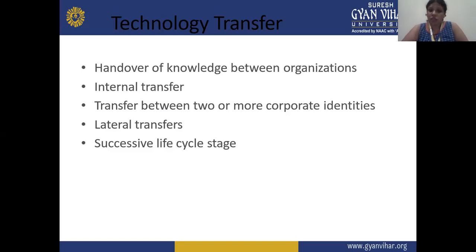Then transfer between two or more corporate identities may also be there. So that is also known as technology transfer. We can say, if they want a good relationship, if they want to share their knowledge, if they want to make alliance, so two corporate identities may also do the technology transfer. Then lateral transfer is also there, and successive life cycle changes are there in the technology transfer.